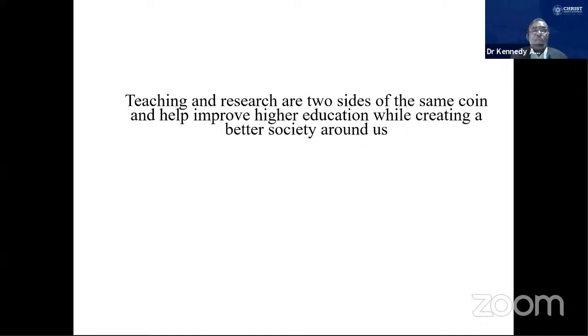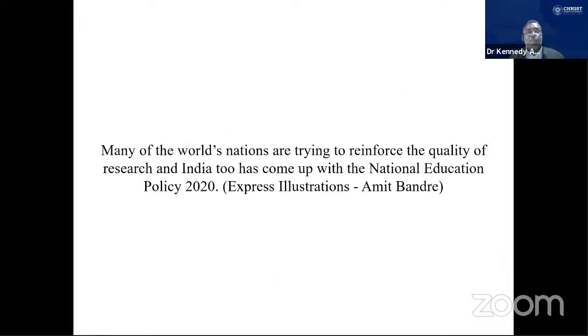It's not only the mood in India, it's a global mood. What I'm trying to put across is that when the country came up with the National Education Policy 2020, the whole idea was to revamp the system. To put it in a nutshell, in very simple words, I quote Amit Bandre, who says in one of his writings that many of the world's nations are trying to reinforce the quality of research, and India too has come up with the National Education Policy 2020.